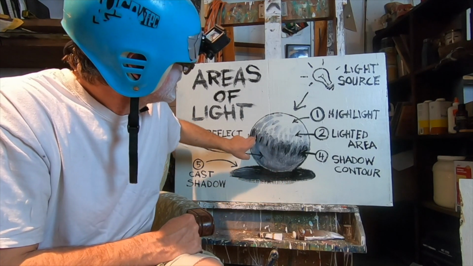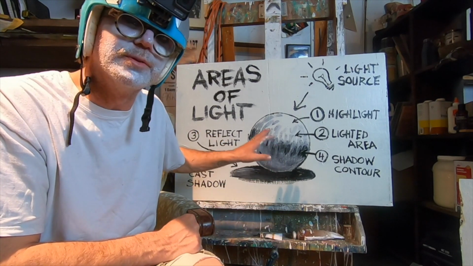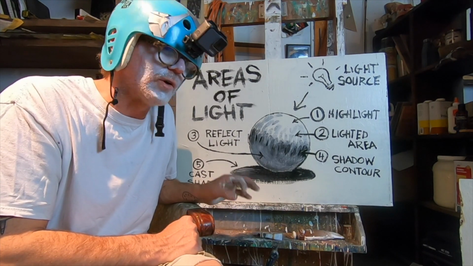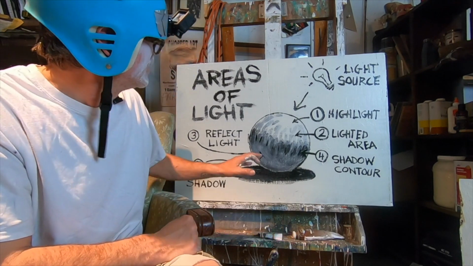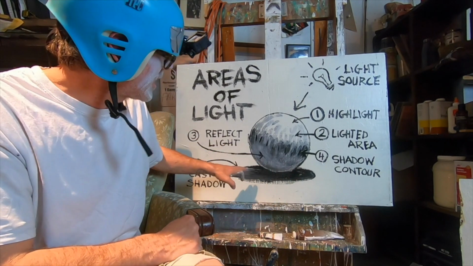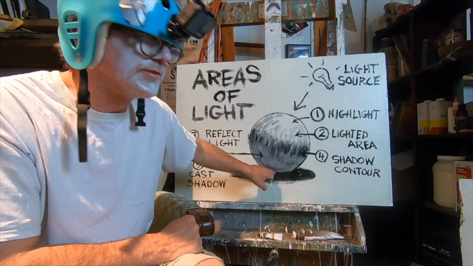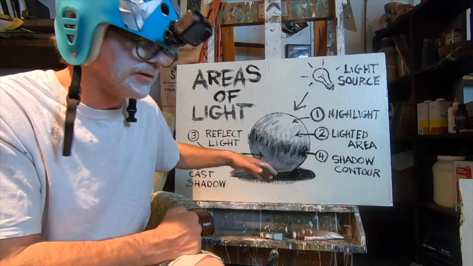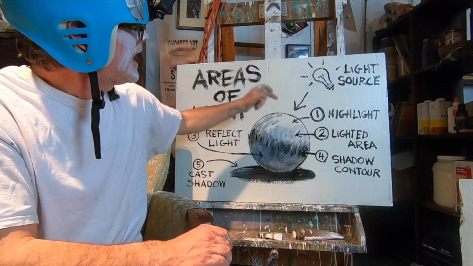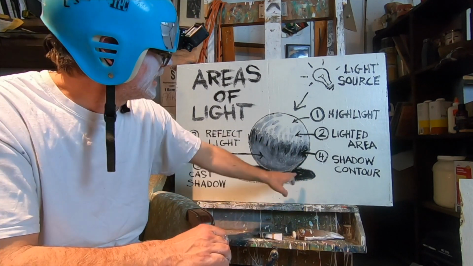And then this area, the shadow contour, is darker than this, which blew me away when I learned that. All of a sudden, I started seeing things totally differently, and I understood a lot. And then the darkest area is the cast shadow, and the cast shadow is darker as it approaches the point of connection. So you've got highlight, lighted area, reflex light, shadow contour, and cast shadow.